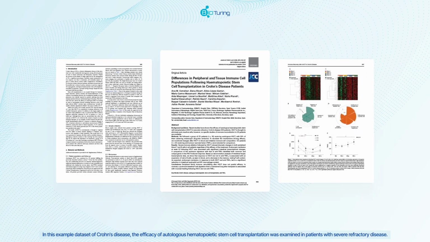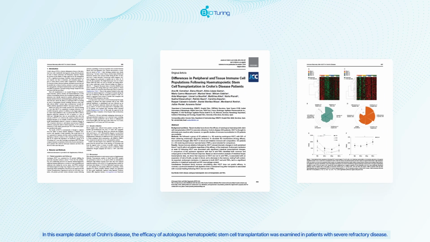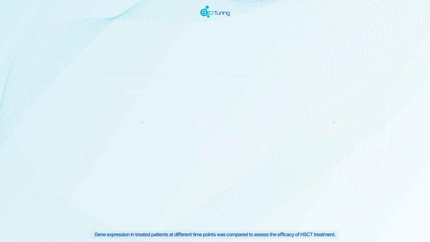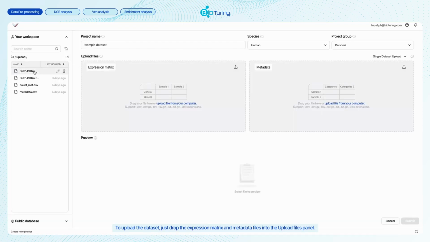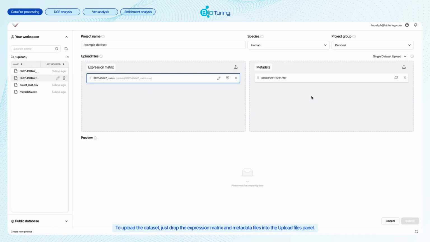In this example dataset of Crohn's disease, the efficacy of autologous hematopoietic stem cell transplantation was examined in patients with severe refractory disease. Gene expression in treated patients at different time points was compared to assess the efficacy of HSCT treatment. To upload the dataset, just drop the expression matrix and metadata files into the Upload Files panel.